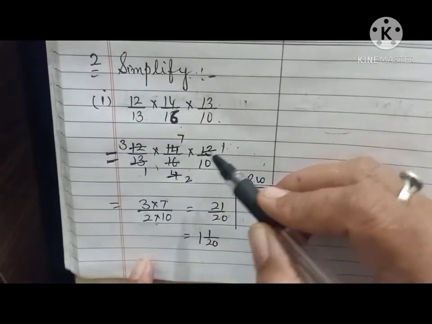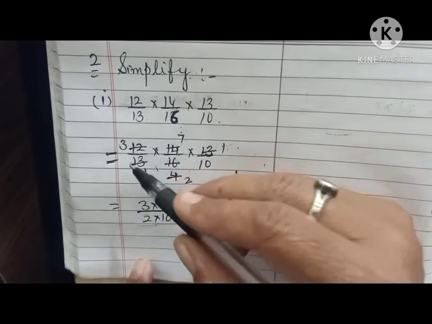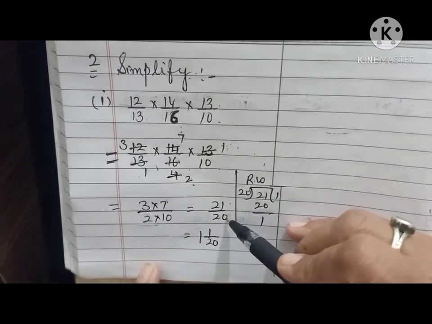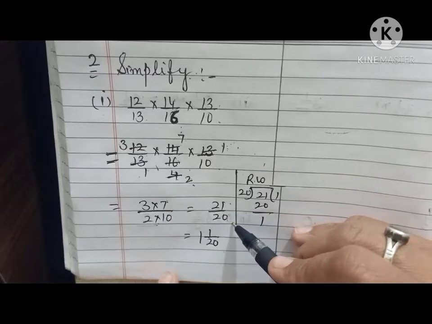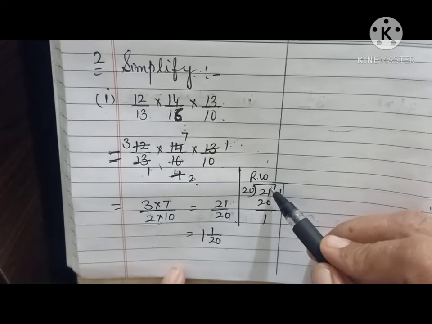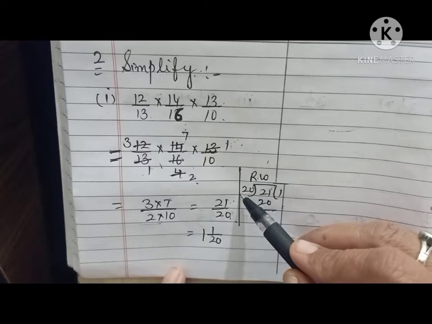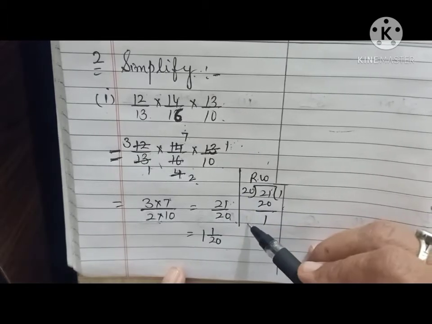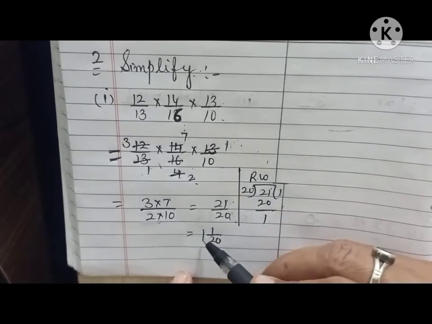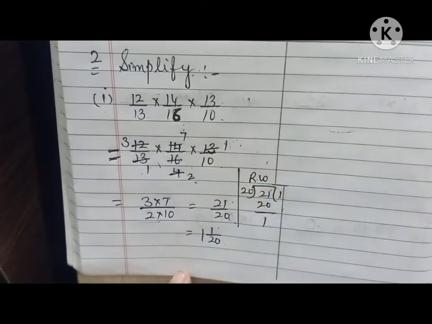Other are 1. If we multiply, 7 ones are 7, 7 3s are 21. Then 2 ones are 2, 2 10s are 20. 21 over 20. Now we can solve in the rough work. 21 is the numerator and 20 is the denominator. Now 21 divided by 20, because it is an improper fraction, 20 ones are 20 and 1 is the remainder. We can write it as a mixed fraction: quotient, remainder, divisor.